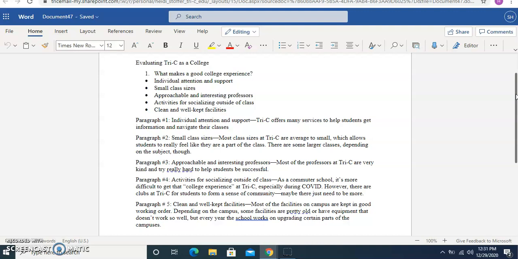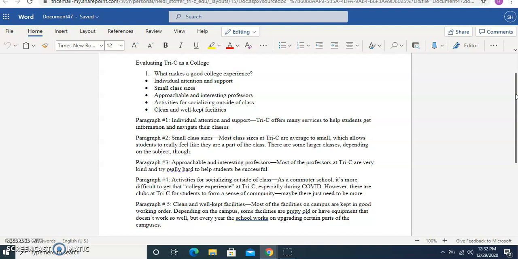Maybe in paragraph 4, I'd address the activities that are available for socializing outside of class. So as a commuter school, it's more difficult to get that college experience at Tri-C, especially during COVID. However, there are clubs at Tri-C for students to form a sense of community. Maybe there just need to be more.